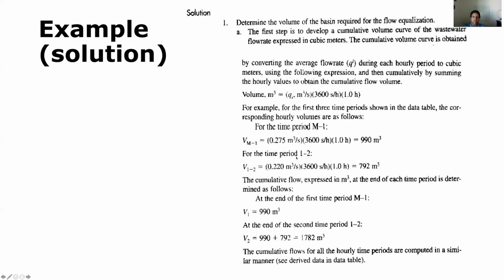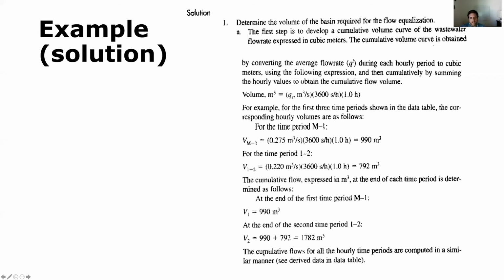We do that again for the time period 1 a.m. to 2 a.m., 0.22 cubic meters per second, multiplied by that hour, converting the units here, we get a value of 792 meters cubed. All right, so the cumulative flow expressed in cubic meters at the end of that time period, 1 a.m. to 2 a.m., would be the 990 cubic meters from the first hour plus the 792 cubic meters from the second hour, equals 1,782 cubic meters.